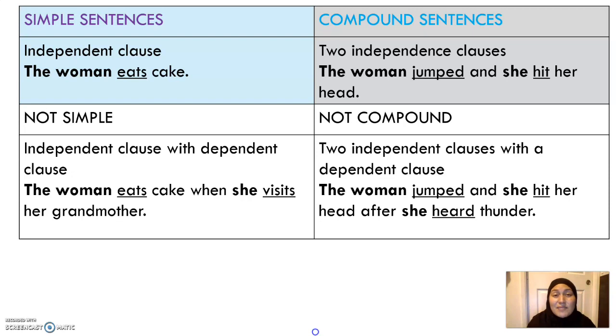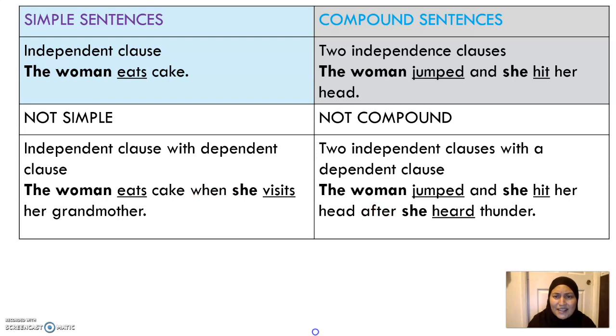So if we have an independent clause with a dependent clause, like this sentence, the woman eats cake when she visits her grandmother, that is not a simple sentence. If we have two independent clauses with a dependent clause, that is still not a compound sentence. For example, the woman jumped and she hit her head after she heard thunder.